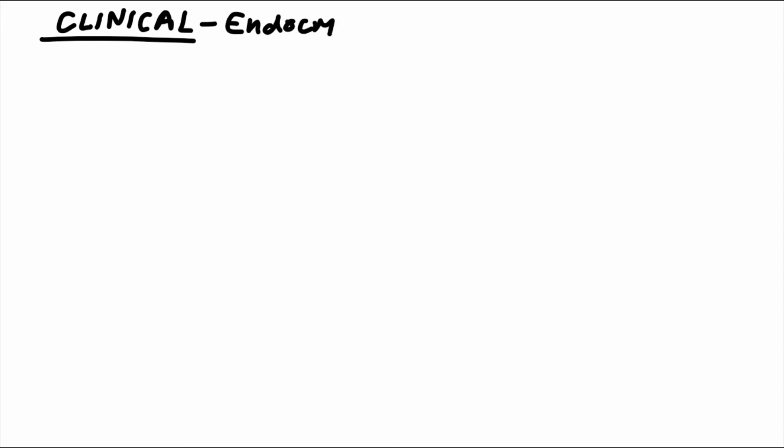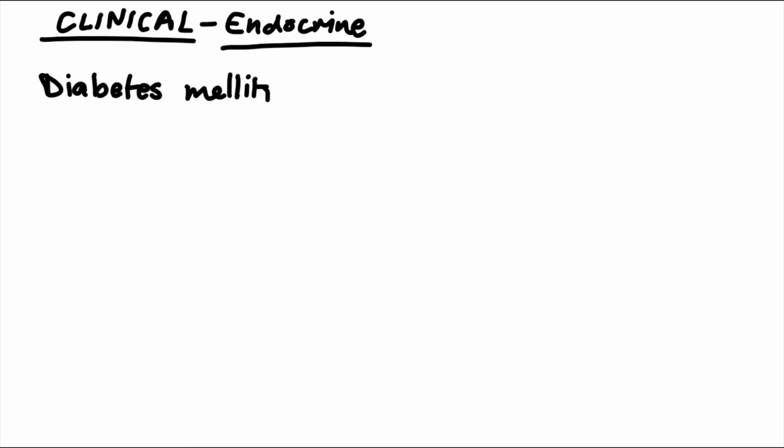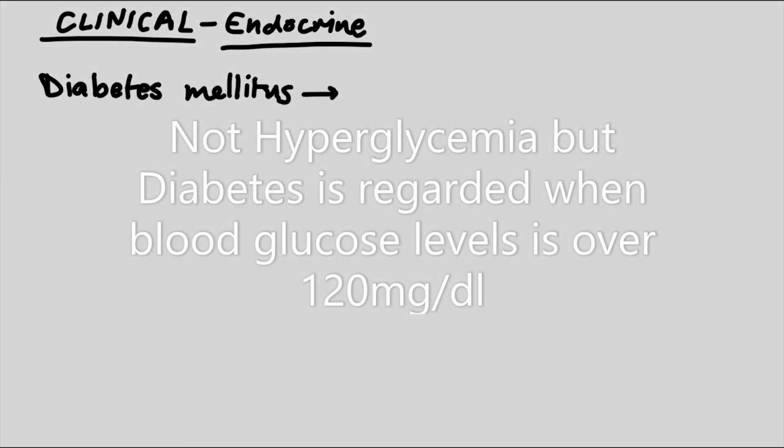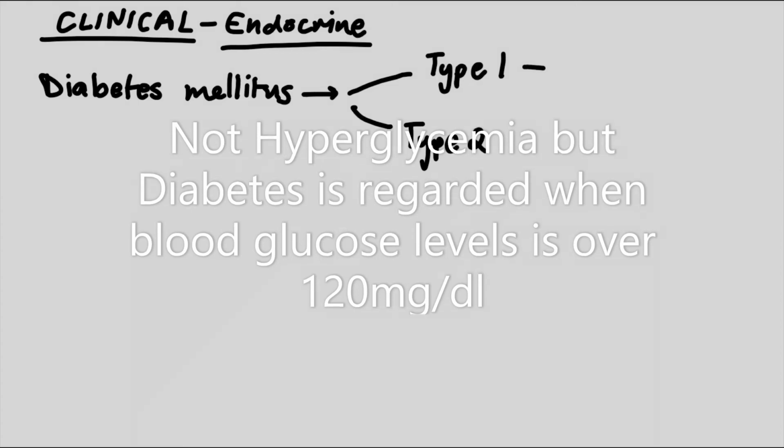Let's look at the clinical relevance of the endocrine function now. Starting off with diabetes mellitus. Absence of insulin leads to hyperglycemia, resulting in diabetes mellitus. So hyperglycemia is regarded as glycemia above 120 milligrams per deciliter.